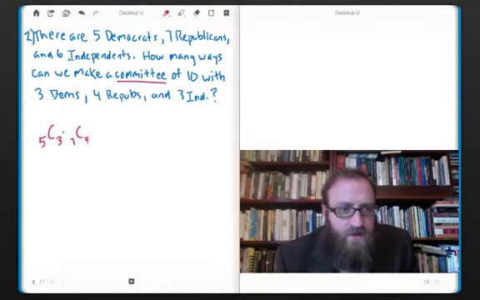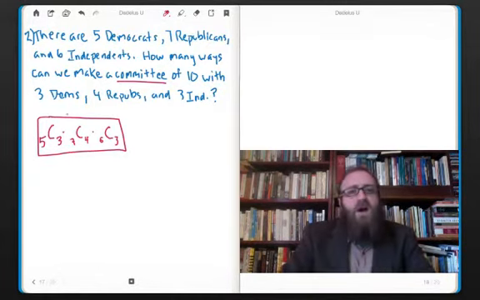And again, you can plug these into your calculator. I'm just giving you the basic solutions here. And then similarly, we want 3 independents, so we're going to say times, out of our 6 independents, we're going to choose 3. And that's it. That's your answer. A very simple question. And again, this gets you a pretty big number. There are many ways we could form such a committee.